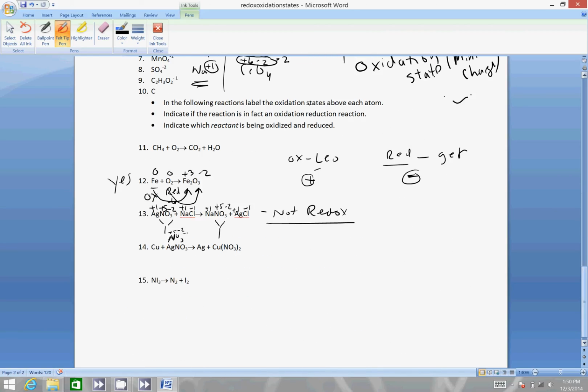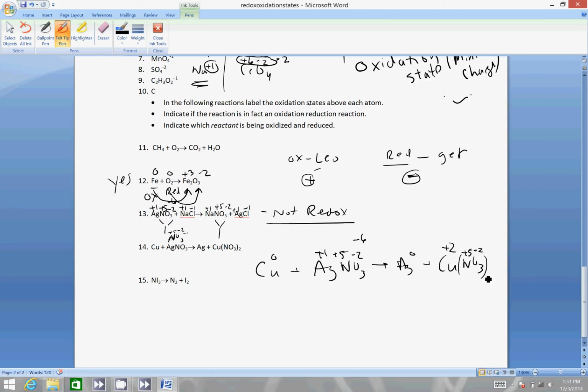Let's try another one. Number 14. 14 is, I'm going to rewrite here, Cu plus AgNO3 goes to Ag plus CuNO3 2. Alright. Elements are 0. And this is an ionic compound, so plus 1, plus 2, because of the 2 there. And then the nitrate, of course, we did before. It was a plus 5 and a minus 2, but we'll see it again. Minus 2 times 3 is minus 6. A minus 6 and a positive 1 is a plus 5. And we'll get the same thing here.